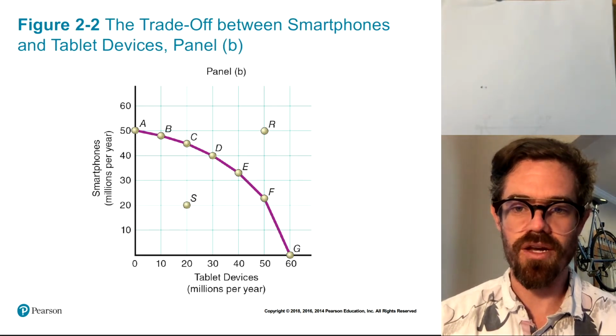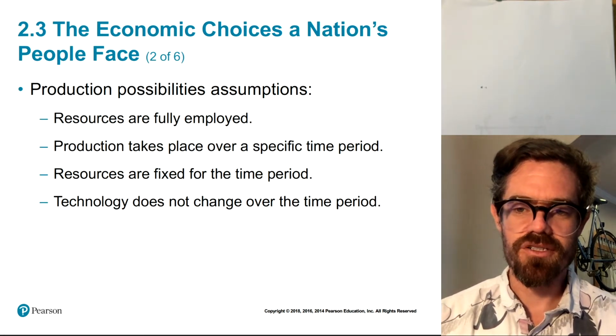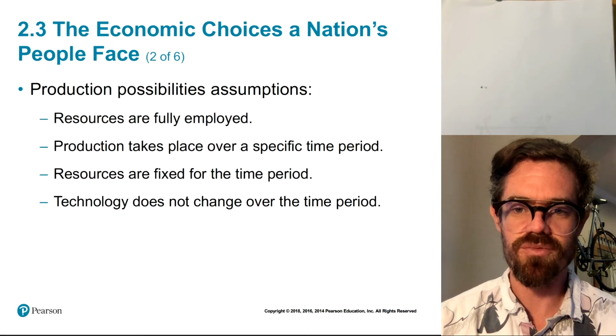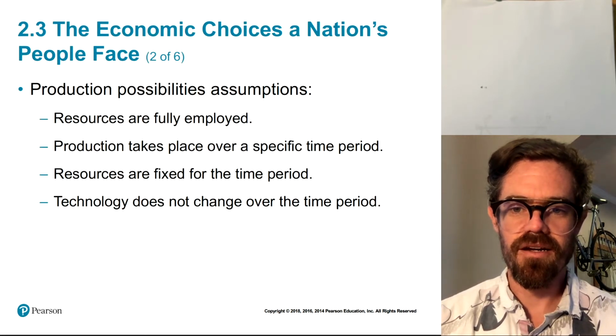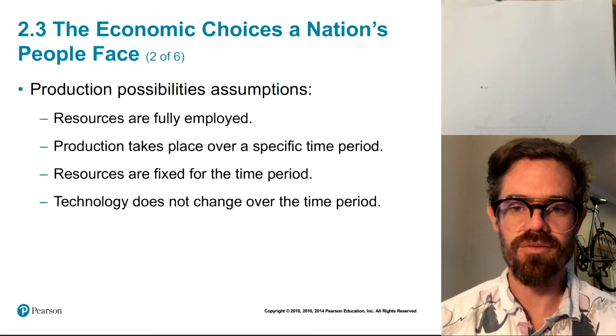So on the curve, at points A, B, C, D, E, F, and G, at all those points on the curve, resources are being fully utilized. We're also assuming that production takes place over a specific period of time. So here it's in a year, right? So millions of devices per year. So our time frame is 1 year. Again, our resources are fixed in this time period, so resources are not changing. The resources we have allow us to make any of these combinations along the curve, and the resources are not changing. And we're also assuming that technology does not change over this time.